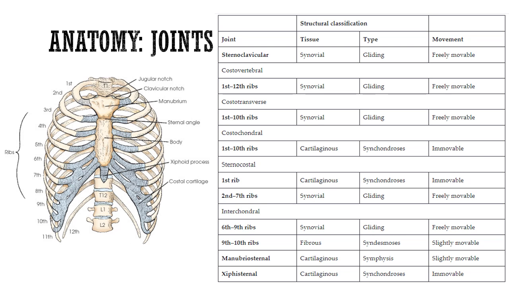The joints of the body in this particular chapter are important to us. We've got the sternoclavicular joints, which are classified as gliding joints. Costovertebral joints are classified as gliding as well, and so are the costotransverse joints. We also have the manubriosternal joint, which is classified as cartilaginous, specifically symphysis, and then the xiphosternal joint is cartilaginous, and that's synchondrosis.